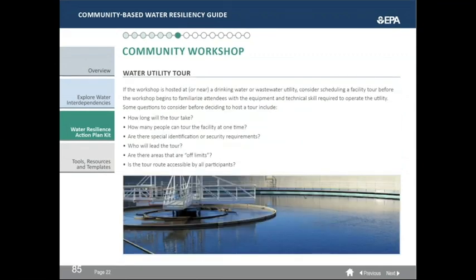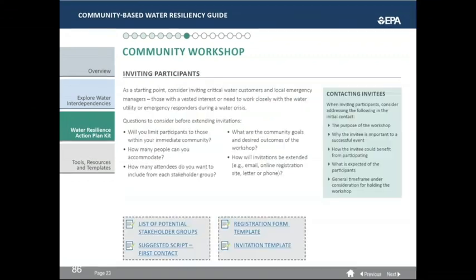Now, when we do the workshops ourselves, we always try to see if there's a possibility of having a water utility tour built in. That is so resourceful and provides so much information to those other interdependencies who don't deal with water directly. That doesn't always happen, but it's a suggestion because folks learn so much and think more about their water when they see it up front and personal. How to invite the participants. So again, we have checklists for how to do that, templates as well for invitations, registration form template, etc.